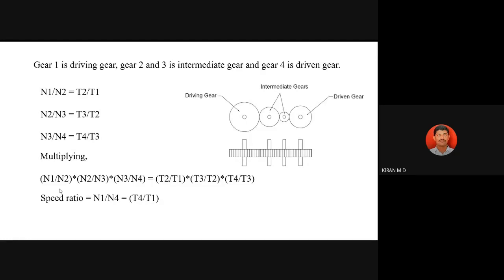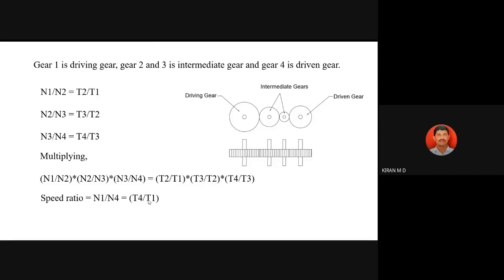Now we know that in N1 by N2 and N2 by N3, the N2 gets cancelled, and then N3 in the denominator and numerator gets cancelled. So N1 by N4 is equal to T2 by T1 into T3 by T2. This numerator and this denominator get cancelled. Again, this numerator and this denominator get cancelled. So N1 by N4 is equal to T4 by T1. This is the velocity ratio of the gear train.